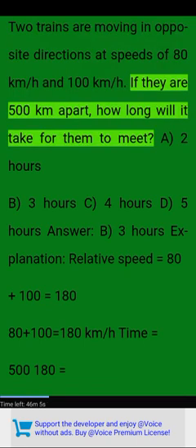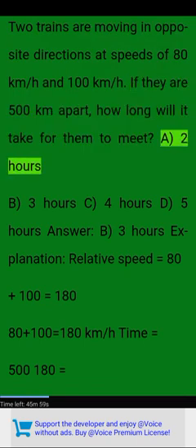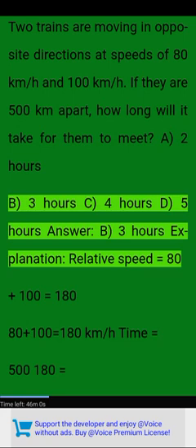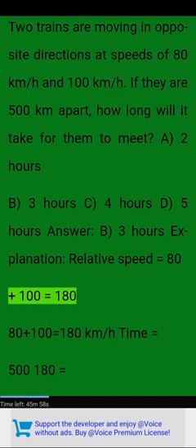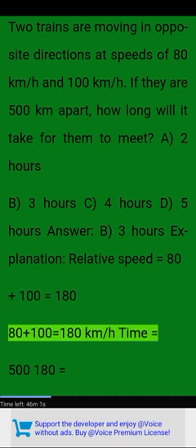If they are 500 km apart, how long will it take for them to meet? A. 2 hours. B. 3 hours. C. 4 hours. D. 5 hours. Answer. B. 3 hours. Explanation. Relative speed equals 80 plus 100 equals 180 km per hour.